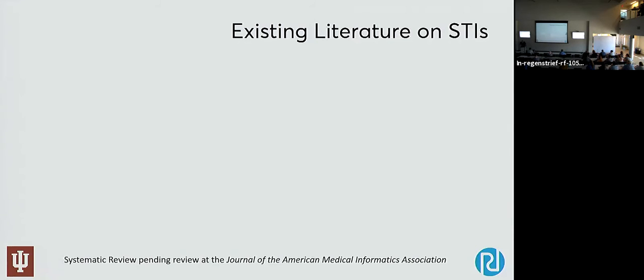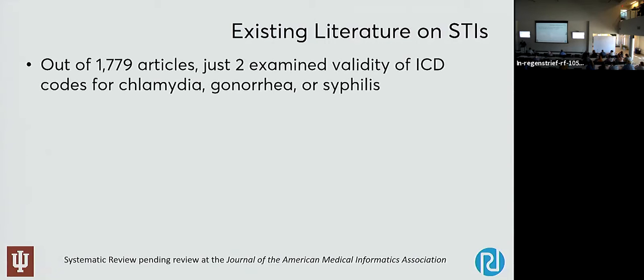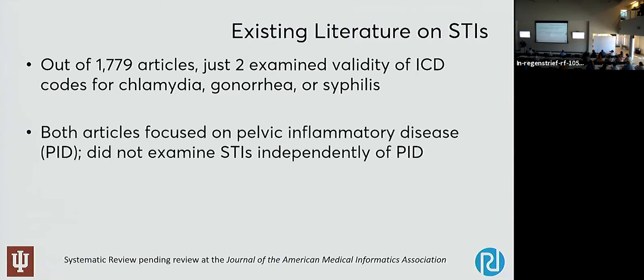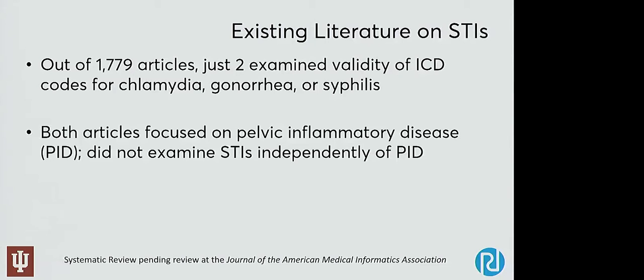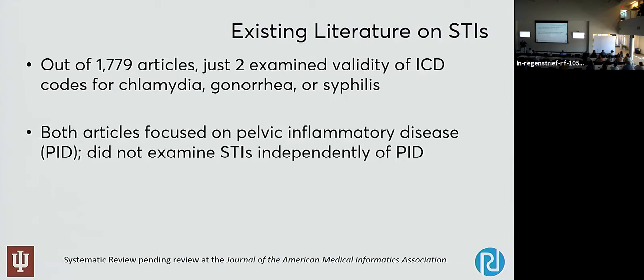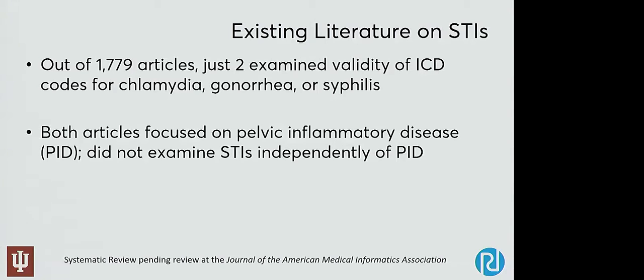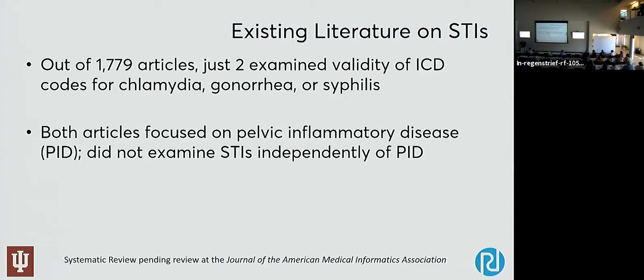Out of about 2,000 articles that we found from a very robust search, only 2 of them really had any kind of information on the validity of ICD codes for chlamydia, gonorrhea, or syphilis. So there really isn't much known. Both articles that we found really focused on PID. They were trying to validate whether an ICD code for PID was actually reporting a true case of PID. And so they didn't really independently assess the validity of all of the ICD codes that you could potentially use for chlamydia, gonorrhea, or syphilis independently.